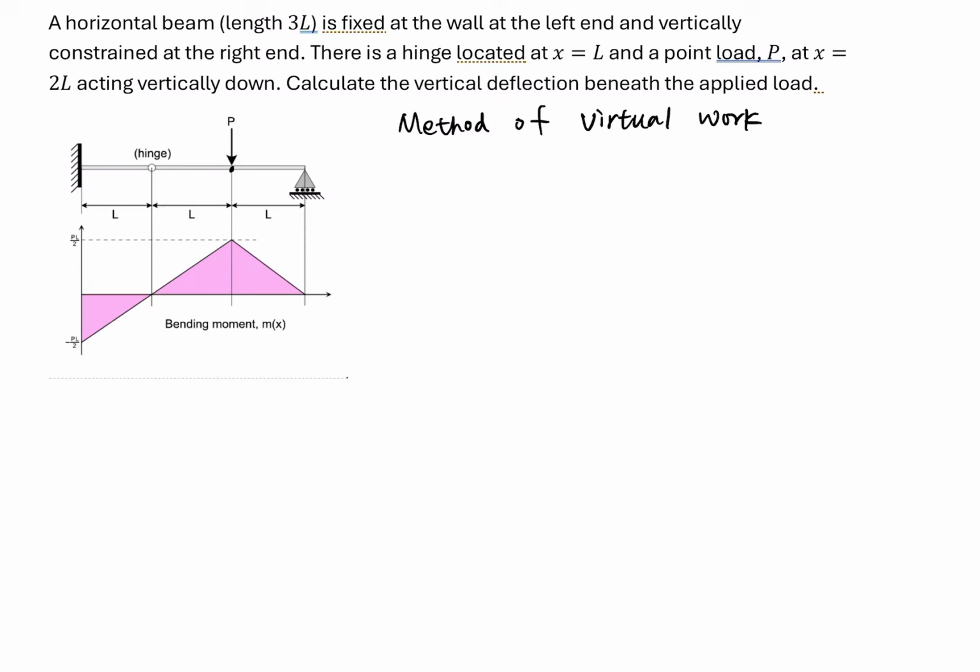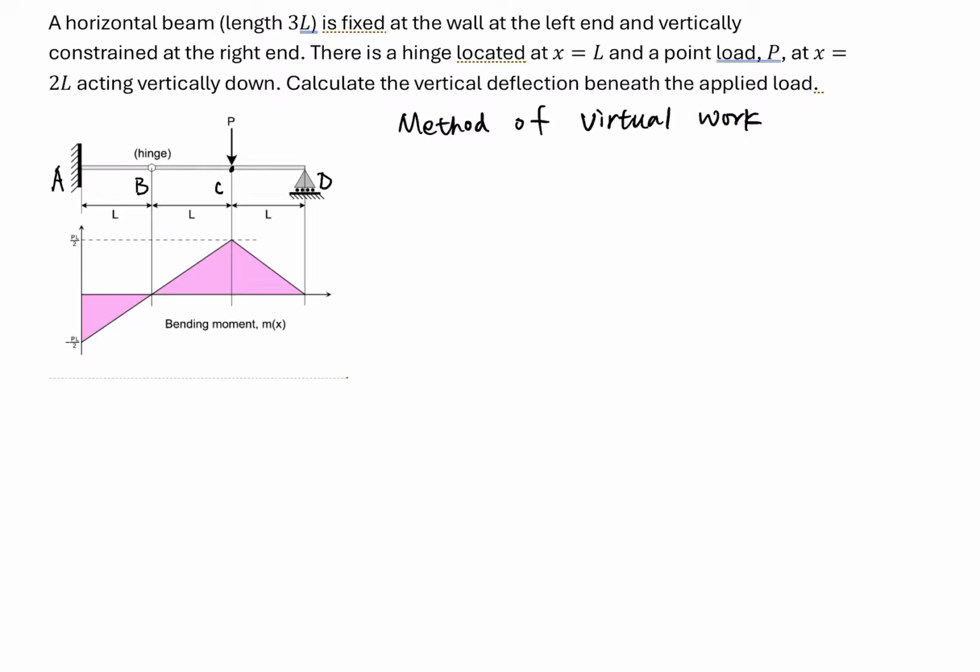So this beam has a fixed support. If we say this is fixed support A, and we have a hinge on the beam, if we say this is point B, and at point C we have a concentrated load P. At point D is a roller support. So this is the beam, and we want to calculate the deflection.